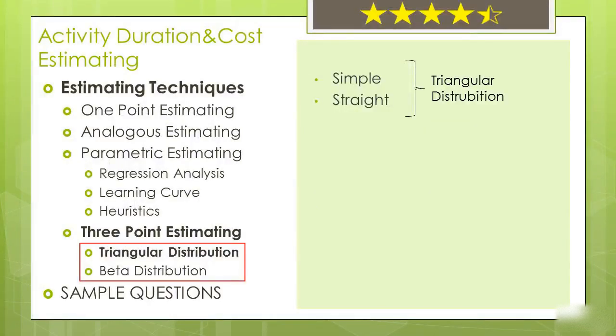Triangular distribution. If you see the terms like simple distribution or straight distribution, please note that both of them are telling you that this is a triangular distribution. First, let me explain why this distribution type is called triangular distribution. You don't need to know this for PMP examination, but you can better understand the concept this way.